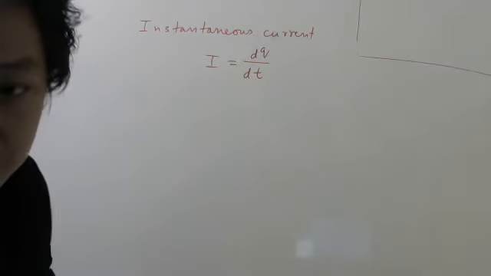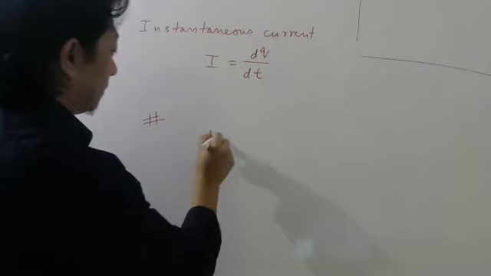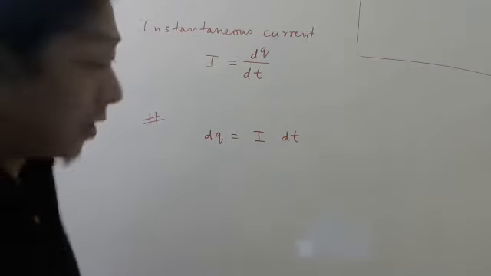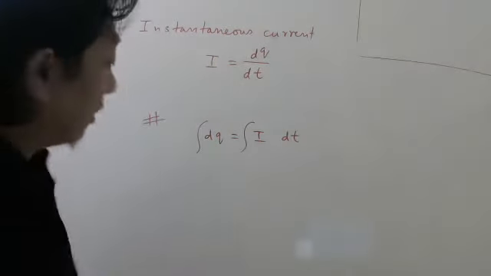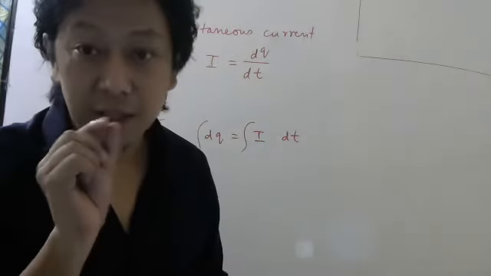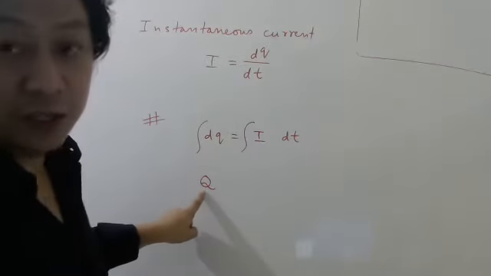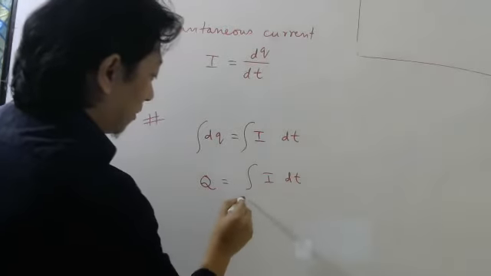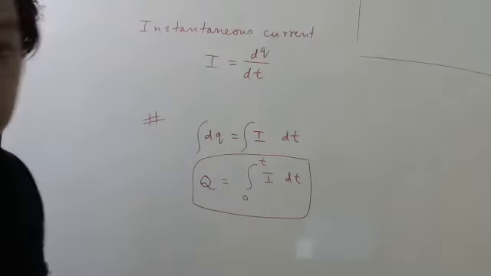Also notice one thing, all of you. If I cross multiply and then integrate, you will get the total charge, right? Because dq represents small charge. So if you integrate small charge, you will get total charge. So total charge flowing will be the integral of I dt from 0 to t, let's say. So this also you try to remember.